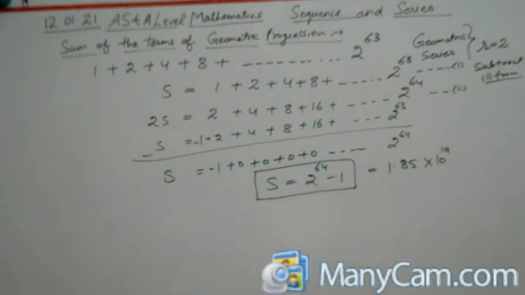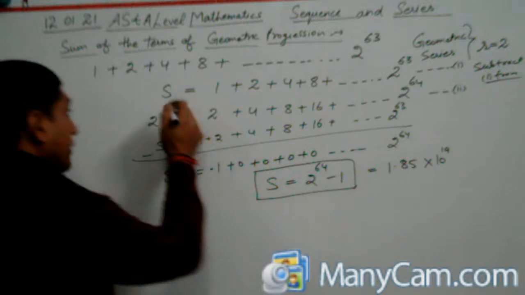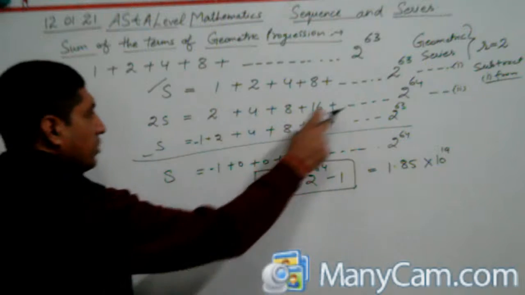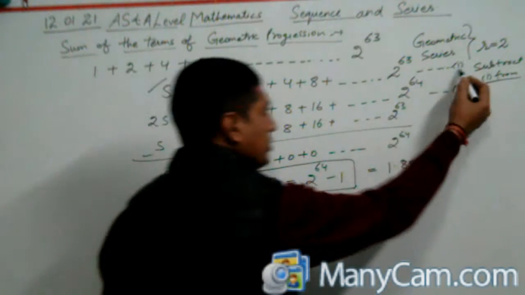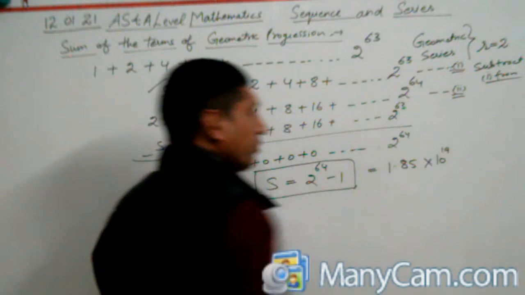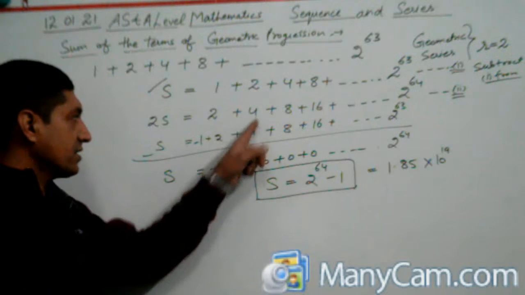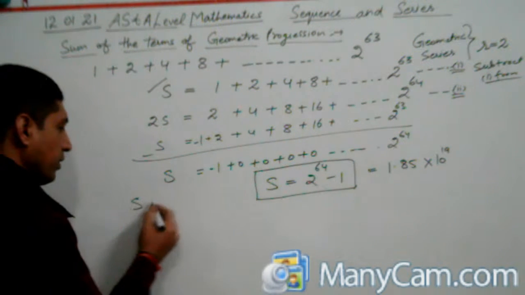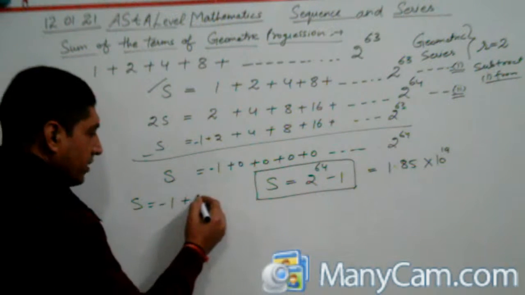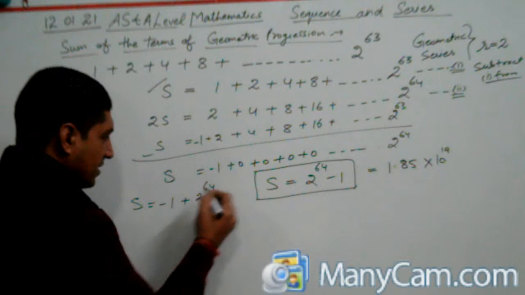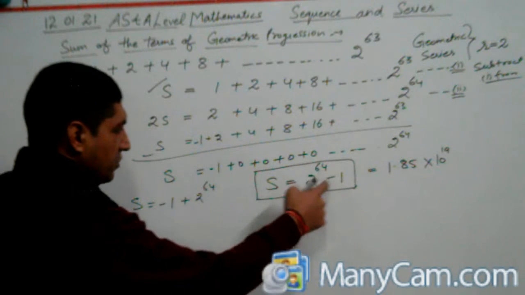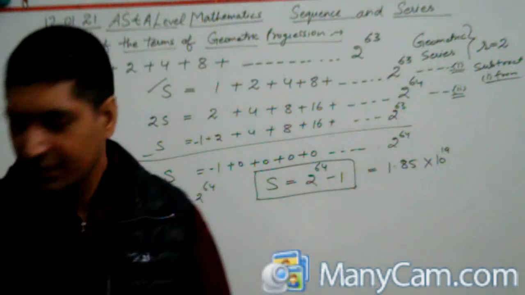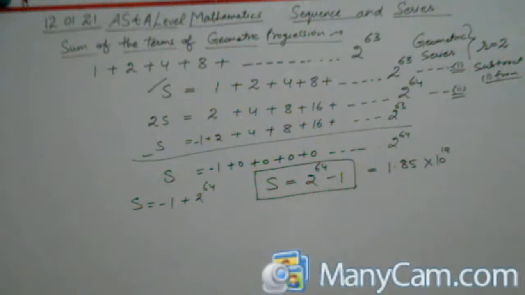So here what we have done: first this equation is there, the common ratio is 2, so we have multiplied the whole equation by 2. This is the first equation and this is the second equation, subtracting 1 from 2. So 2 and 2 get cancelled, 4, 8, and so on. We have left S is equal to minus 1 plus 2 raised to power 64. So we have the answer, 2 raised to power 64 minus 1. That is the sum of these n terms.